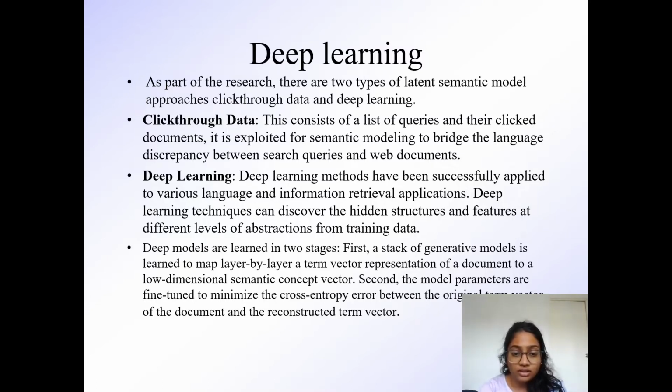Deep models are learned in two stages. First, a stack of generative models is learned to map, layer by layer, a term vector representation of a document to a low-dimensional semantic concept vector. Second, the model parameters are fine-tuned to minimize the cross entropy error between the original term vector of the document and the reconstructed term vector.